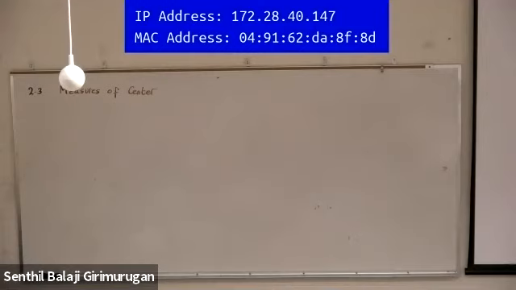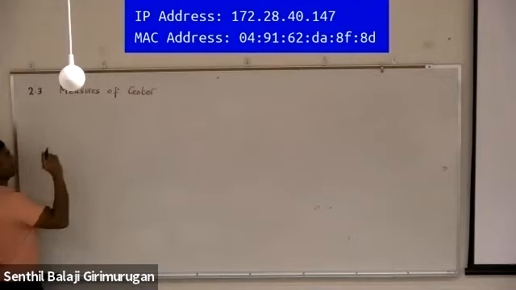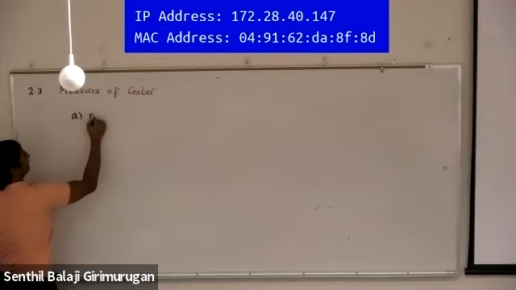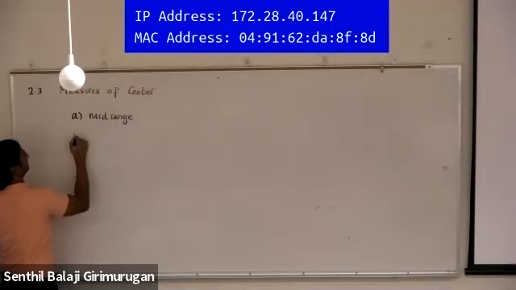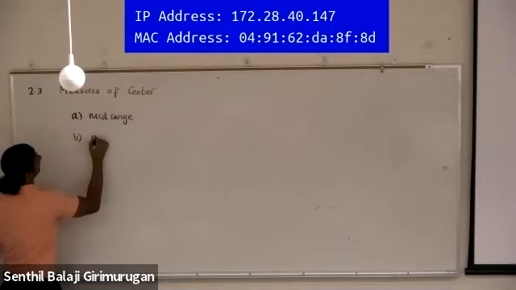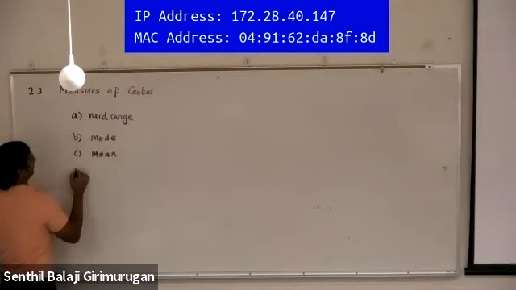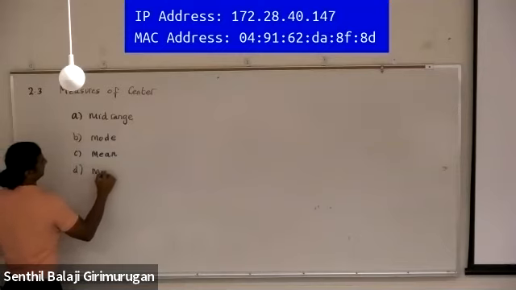Okay, so measures of center. We have a sample and we want to know its center, hence the name measures of center. There are 4 of them. The first one is mid-range. The next one is mode. Mean. Median.